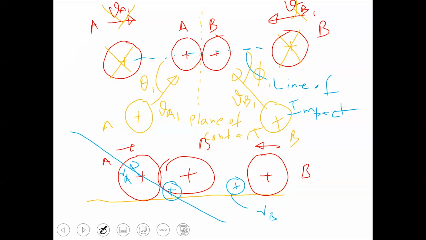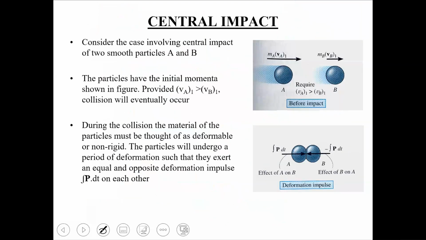Yes, sir. Chaliye, now moving to the analysis of central impact. First of all, we are going to consider two particles. One is particle A as shown to you in this figure here. This particle A is traveling with a velocity or momentum MAVA1 towards the right as shown to you here. Then you have another particle B which is traveling towards the right as well with a momentum of MBVB1.